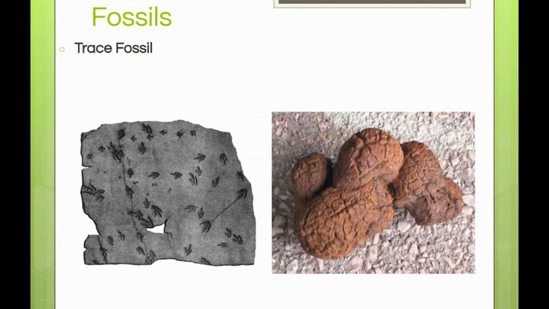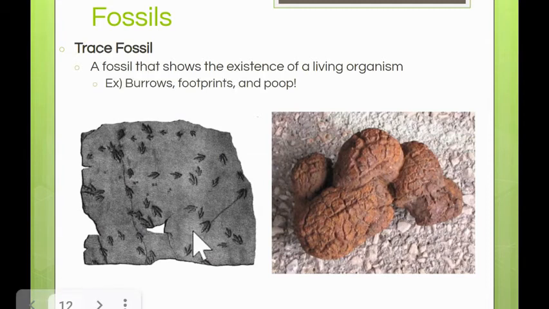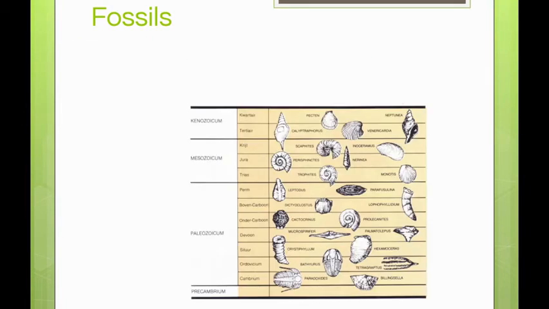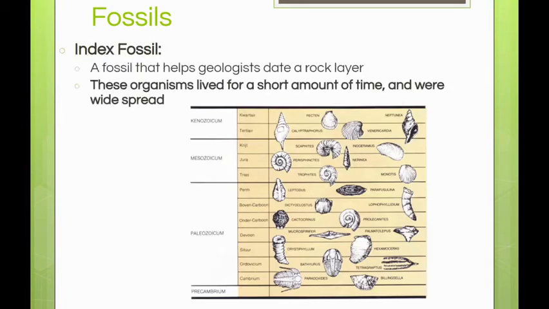Another major type is called a trace fossil. These are fossils that show the existence of a once living organism, like footprints, burrows from worms drilling in, and even poop. Poop can be fossilized, and actually, it's probably the most valuable type of fossil. It's a gross fact, but it is true.